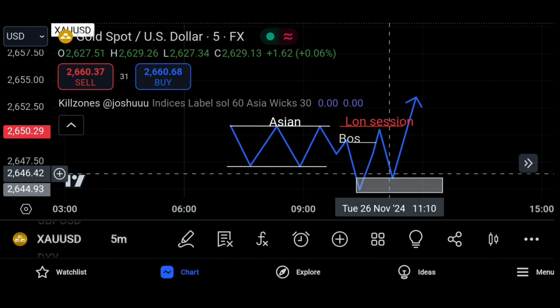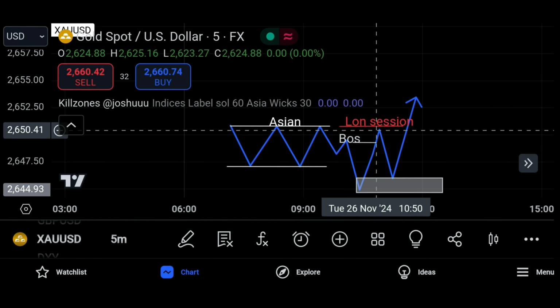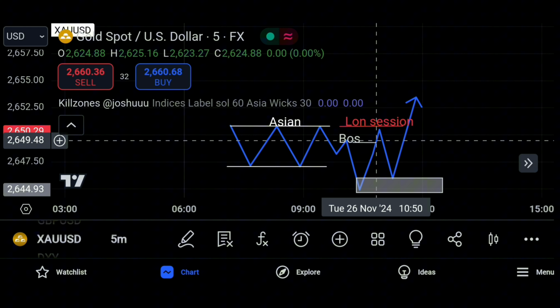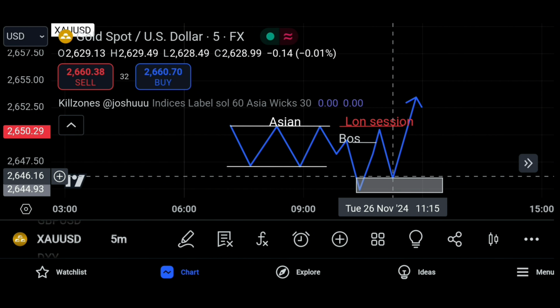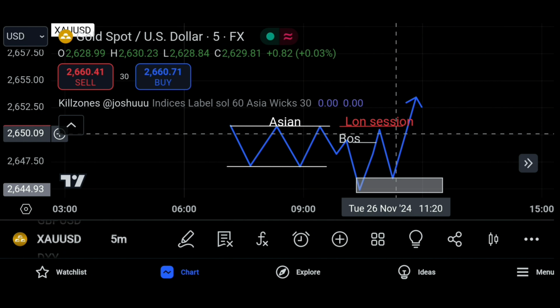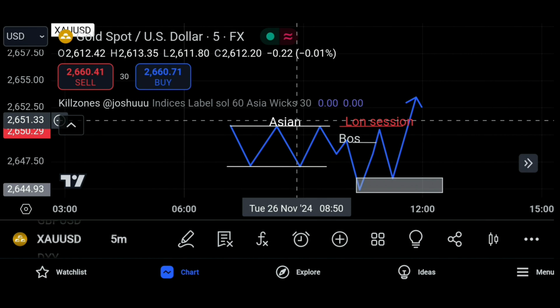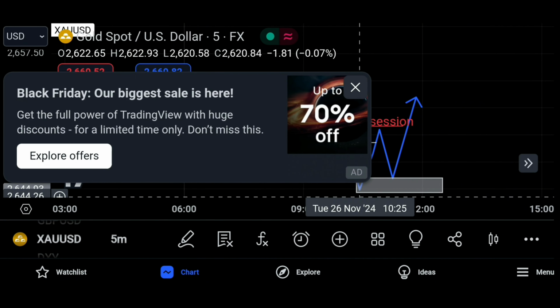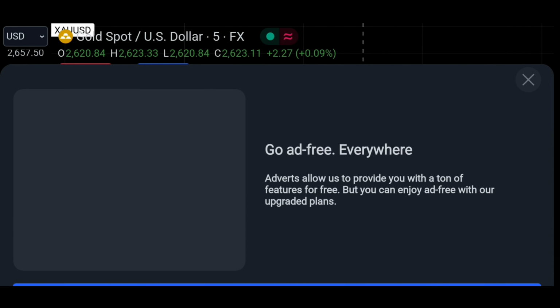So once the market breaks this structure, you come back down and look for the demand that was created, and then you mark it out, and then you wait for the market to come back down to retest that demand. Once the market comes back down and gets the demand, that's where your entry will be. So this right here will be your entry, and then for TP you target the Asian highs, and your SL will be below the demand lows.